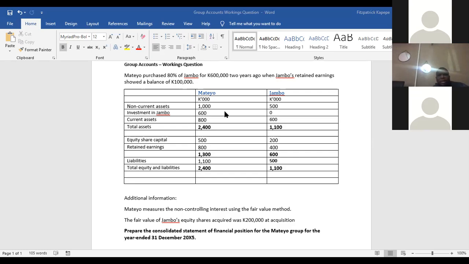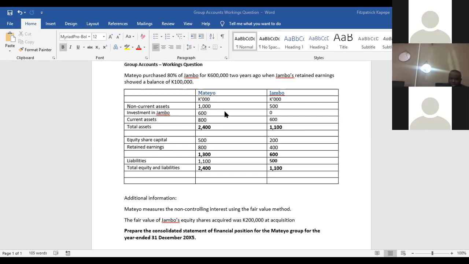So this is Mateo and Jumbo. So now we can go to the net assets in subsidiary. So we do that diagram. Net assets in subsidiary: report date, acquisition, and post-acquisition.